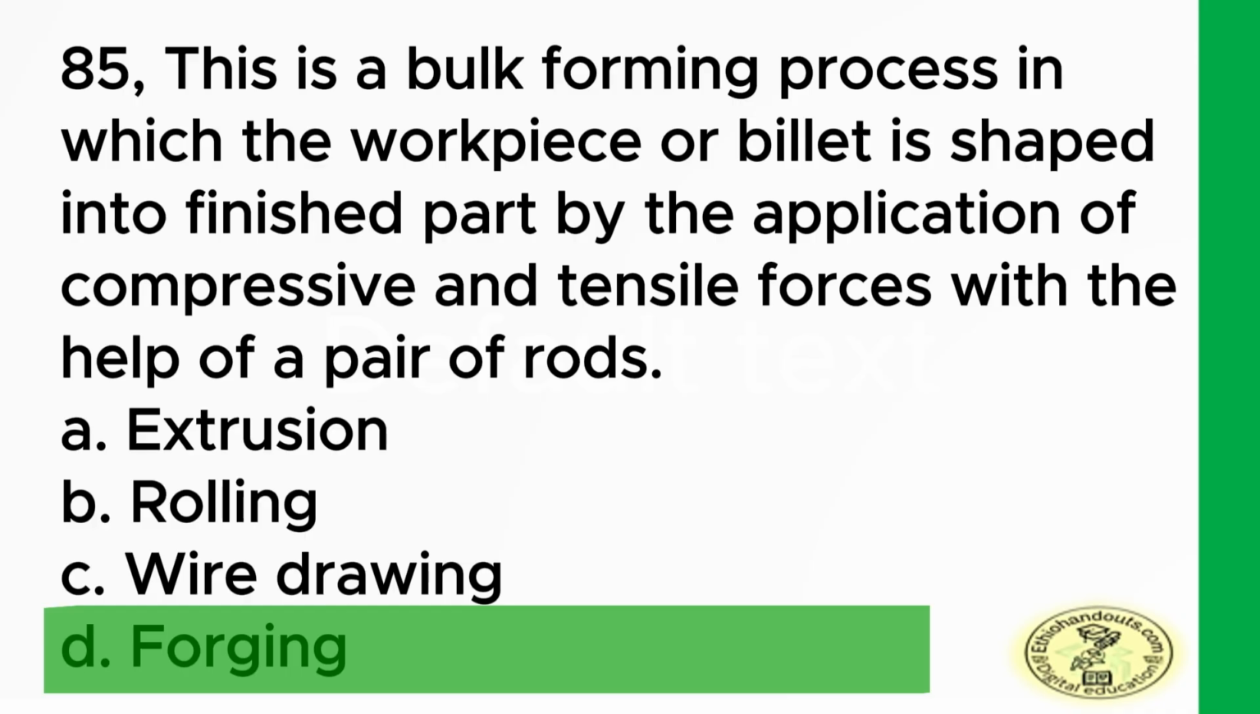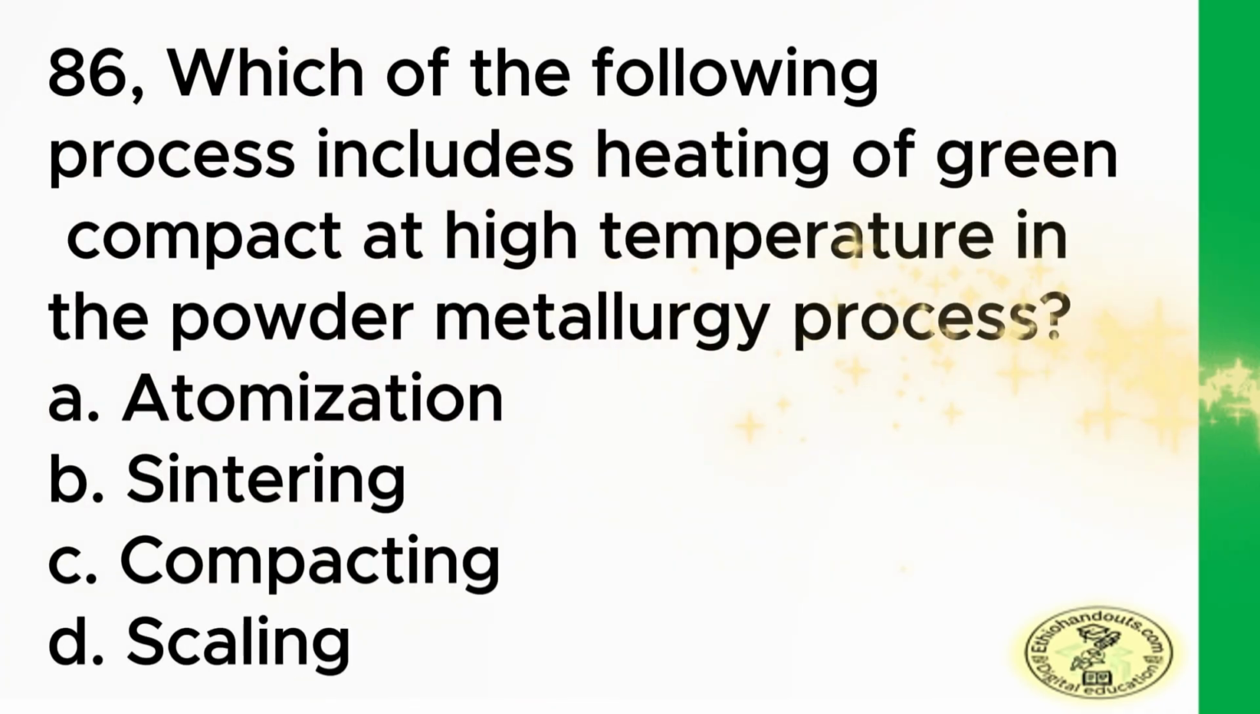The correct answer is D. Forging. 86. Which of the following process includes heating of green compact at high temperature in the powder metallurgy process? A. Atomization, B. Sintering, C. Compacting, D. Scaling.